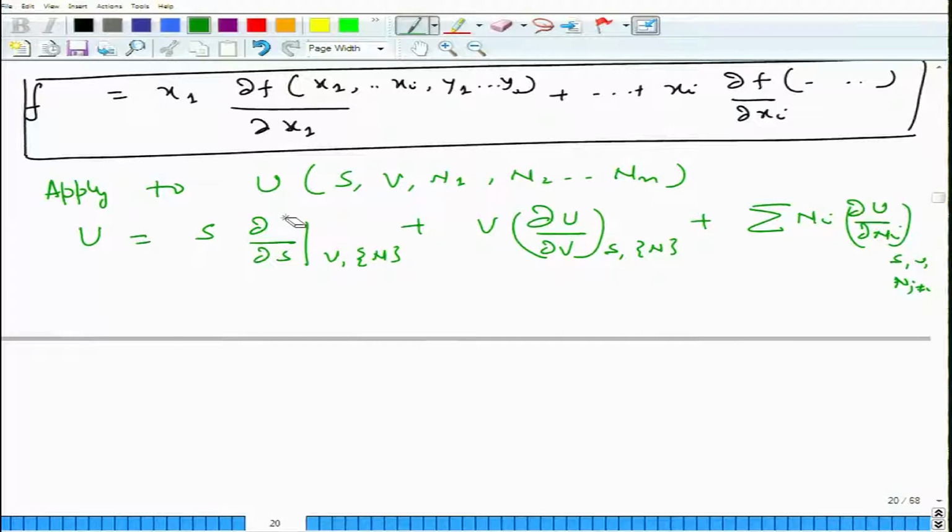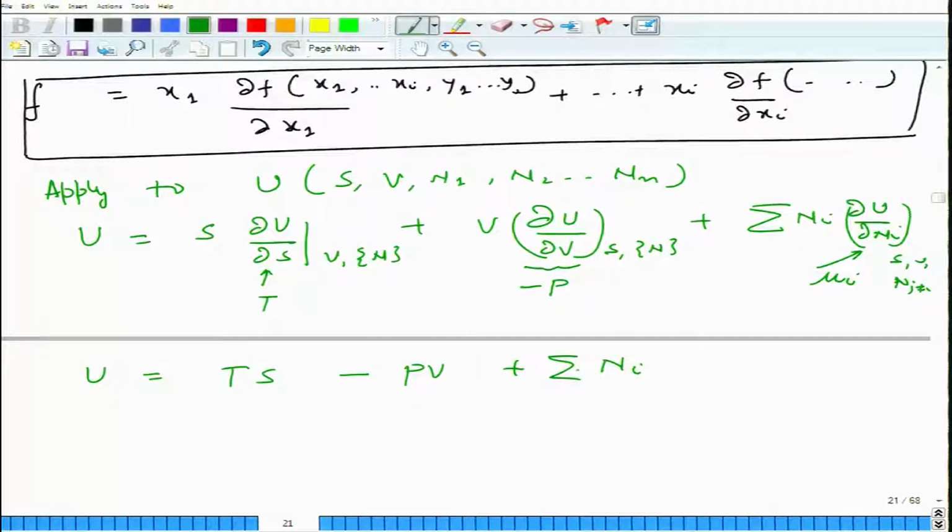Now, the partial derivative of u with respect to s is nothing but T. What is the partial derivative with respect to v? If you look at the first law of thermodynamics, you can derive that this is nothing but minus P, and the partial derivative with respect to ni is nothing but mu i. So, we now have a relation: u is equal to Ts minus Pv plus summation mu i Ni.